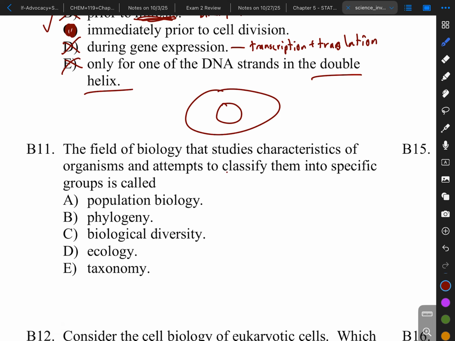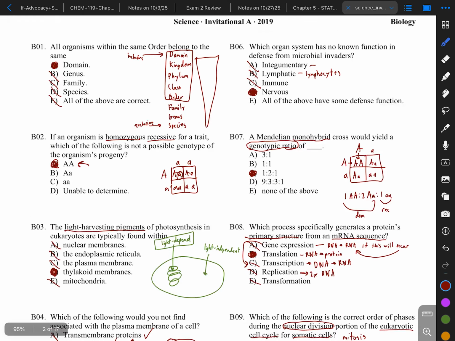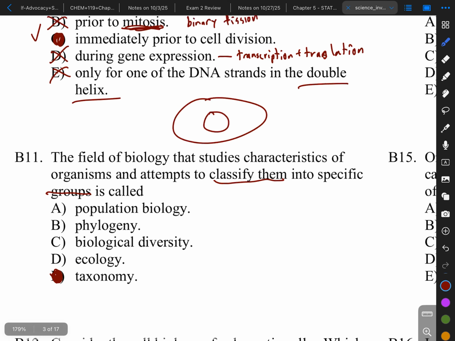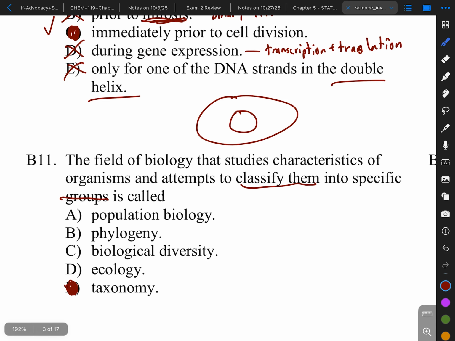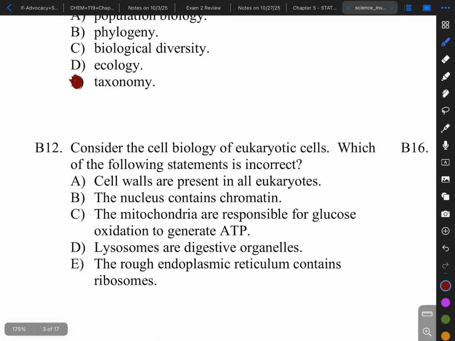11. The field of biology that studies characteristics of organisms and attempts to classify them into specific groups. The answer to that one would be taxonomy. Taxonomy is the study of classifying them. Like we mentioned in number 1, the domain to species, that is what you'll learn when you're learning about taxonomy in your biology class. Everything else, like phylogeny and ecology, isn't talking about classifying them into specific groups. So the answer to number 11 would be E.